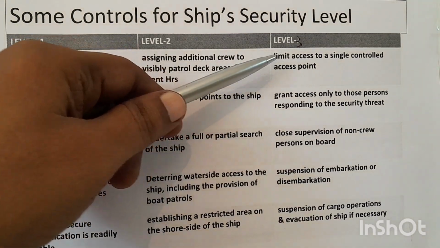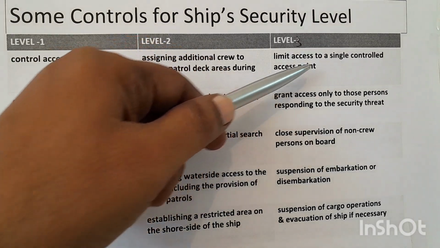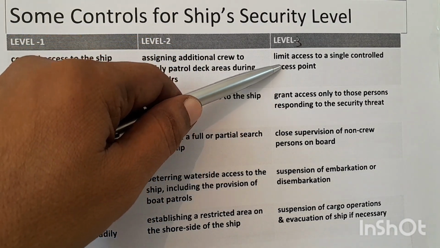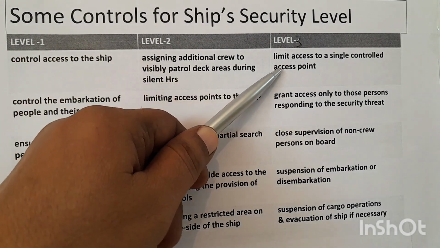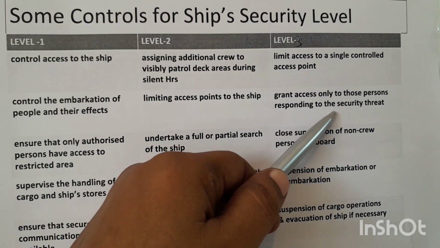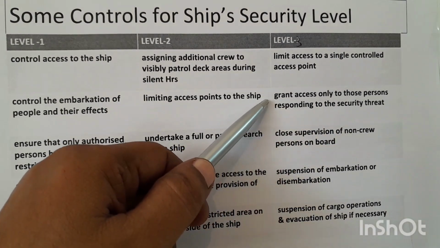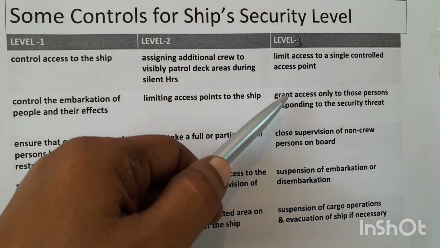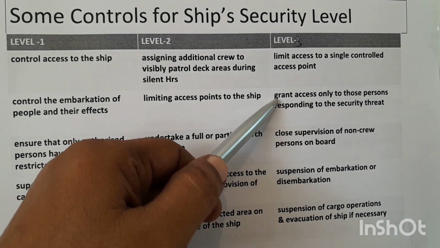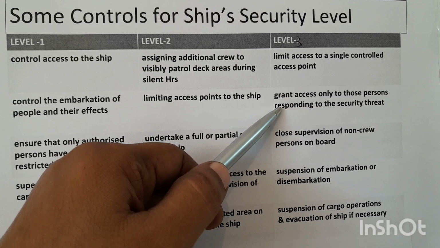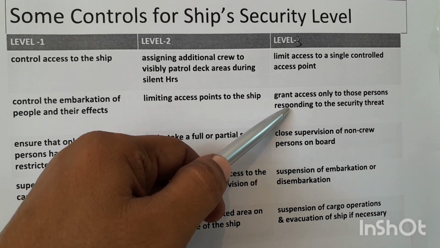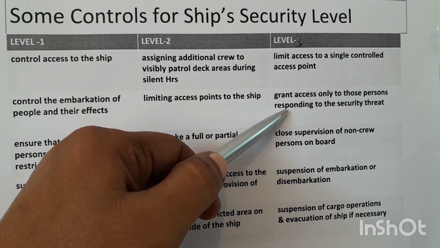At level number 3, limit access to a single control access point. It means during level 3, the entry to the ship should only be from a single point. There should be no 2 points. Grant access to those persons responding to the security threats. Who should be allowed to come to the ship? Only those who are responding. No visitors, no ship agent, not the labor gang coming for operation. Nobody should be permitted. Only people responding to the security should be allowed to enter the ship.